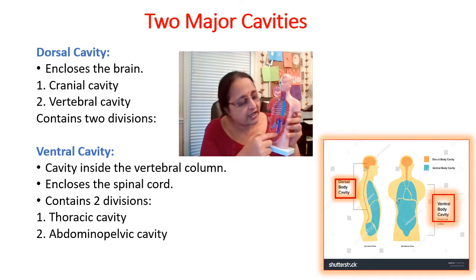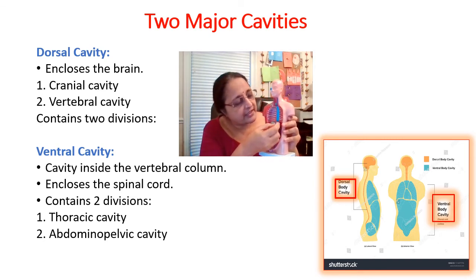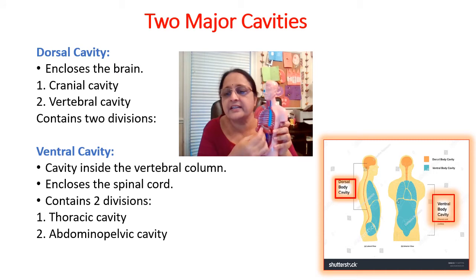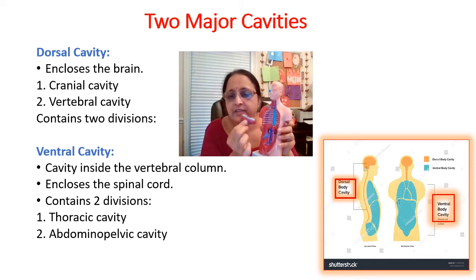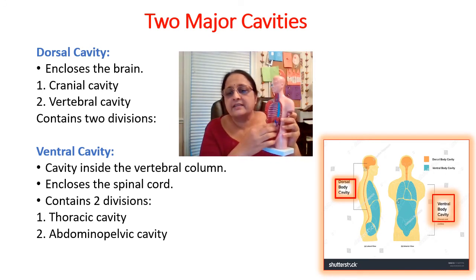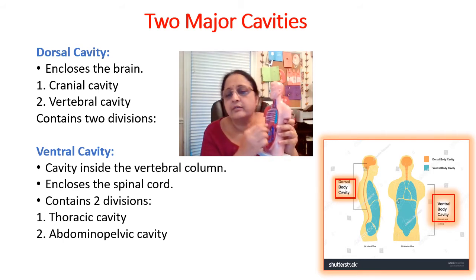So the ventral body cavity is divided broadly into two areas, the thoracic cavity and the abdominopelvic cavity. Here, there is a dome-shaped structure. This dome-shaped muscle that separates the thoracic cavity from the abdominal cavity is known as the diaphragm. So what are the organs located in this ventral cavity generally called? They are known as viscera.